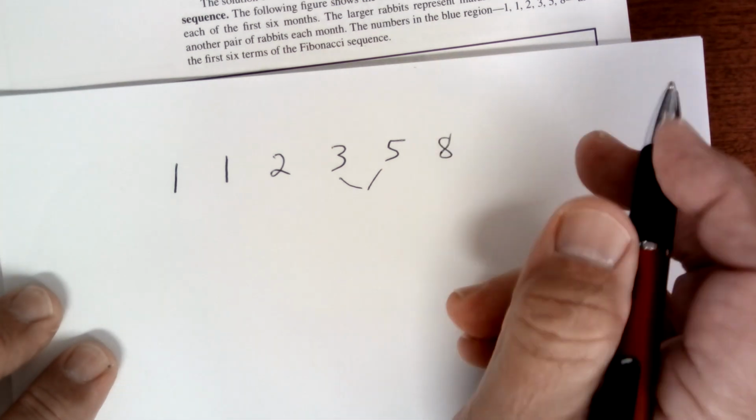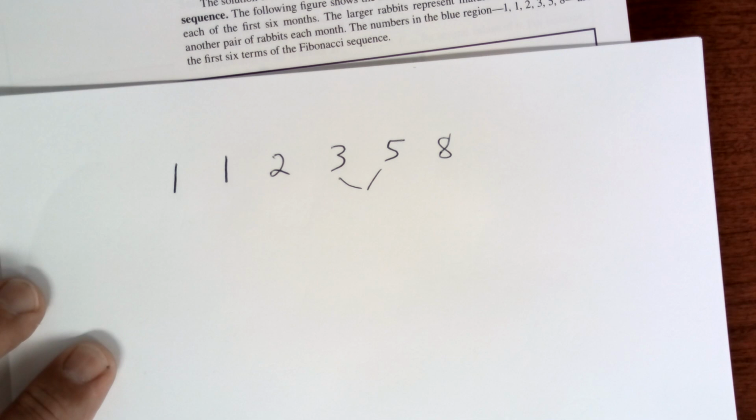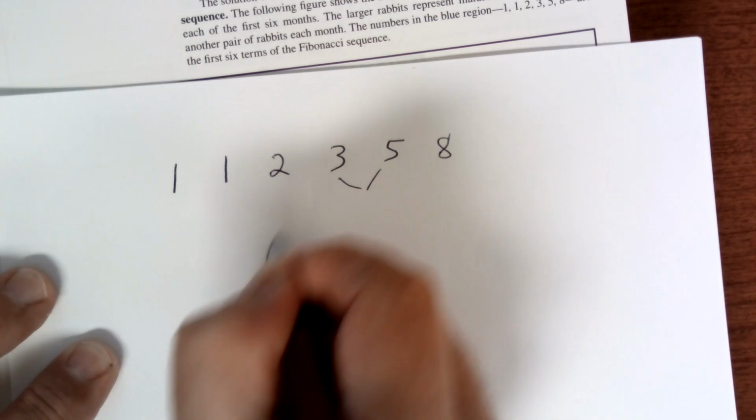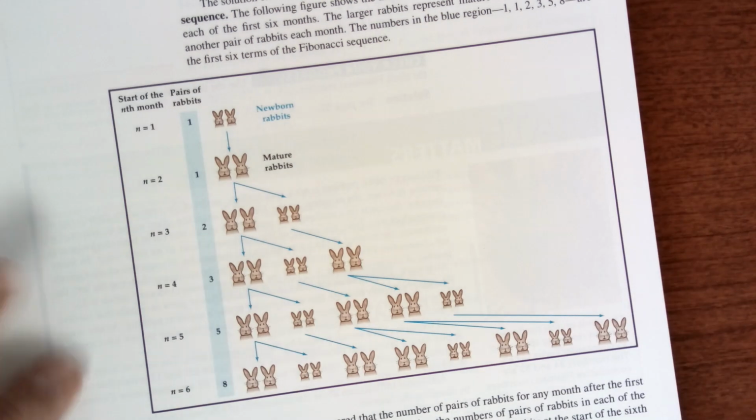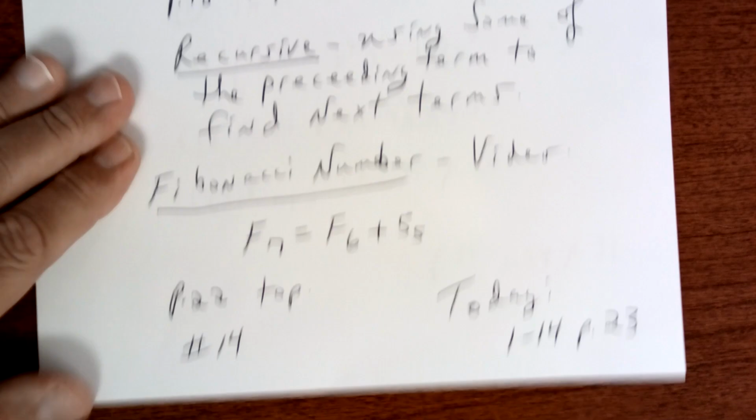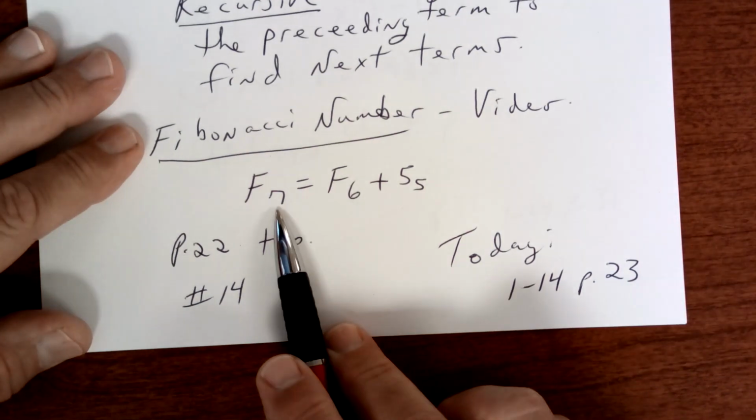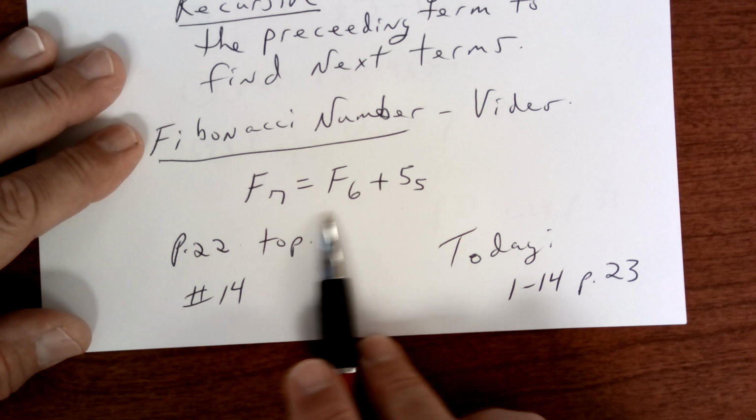So we're going to watch a little video on that sequence, and I think the sequence does something like this, kind of like the shape of a snail. All right, and then next, you're going to take like the 7th term of that sequence, and you're going to do F6 and F5.